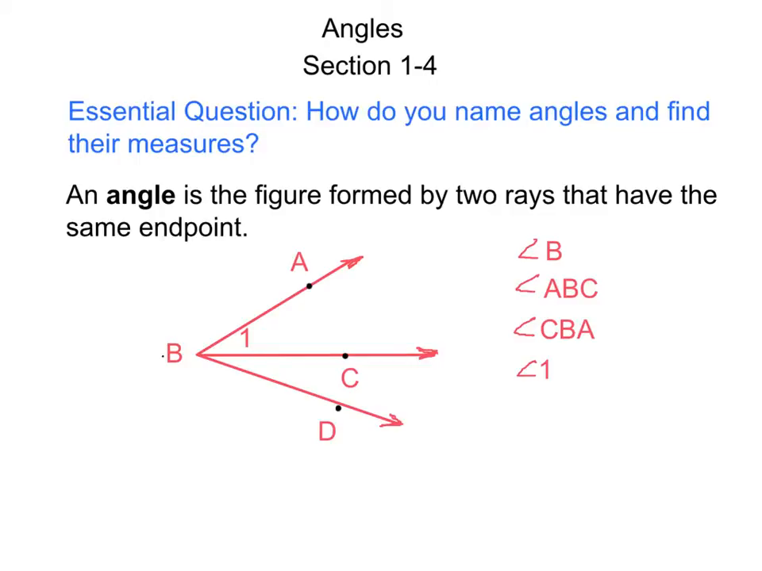Now, notice what's happened to the picture. Angle B, you don't know which angle you're referring to. So, to be on the safe side, a lot of times it's always better to use three letters and then there's no question as to which angle you're referring to. So only use a single letter when it's obvious which angle you're referring to.